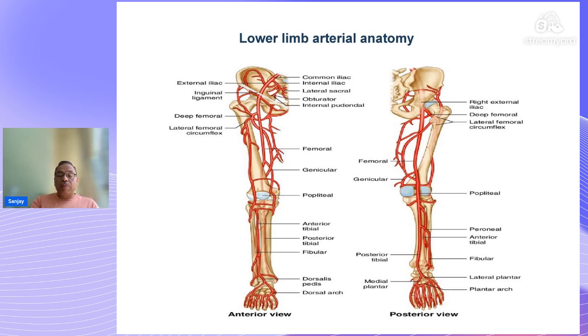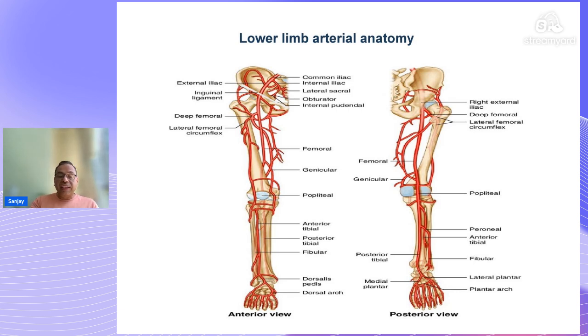Now, in the popliteal fossa, just below the popliteus muscle, it divides into three important branches. The one which supplies the anterior compartment of the leg is known as the anterior tibial artery. The one which supplies the posterior compartment of the leg is known as the posterior tibial artery. And then we have the lateral compartment supply, which is the fibular or peroneal artery. So this is the trifurcation of the popliteal artery in the popliteal fossa.